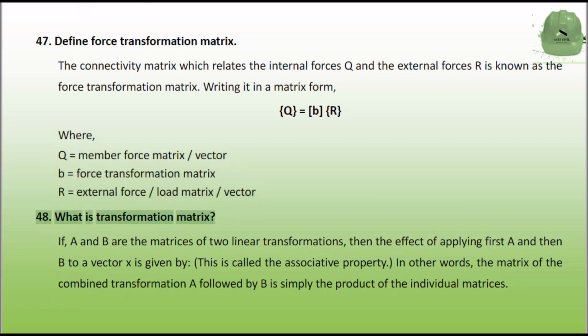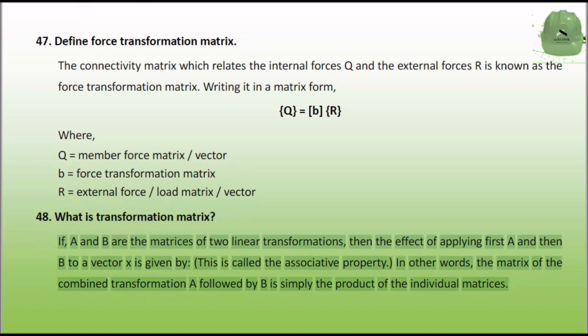What is transformation matrix? If A and B are the matrices of two linear transformations, then the effect of applying first A then B to a vector x is given by B(Ax) equals (BA)x, and this is called the associative property. In other words, the matrix of the combined transformation A followed by B is simply the product of the individual matrices.